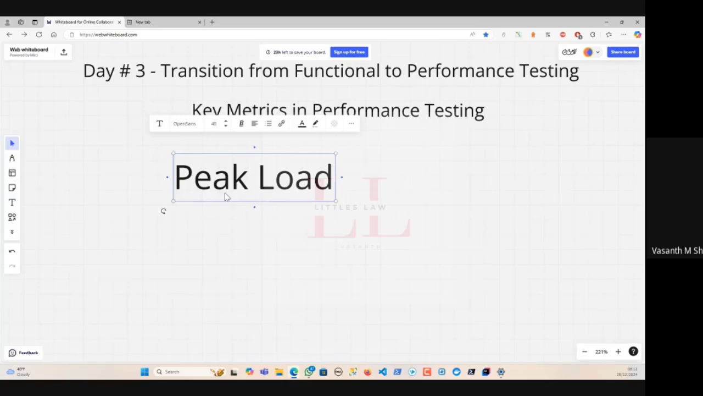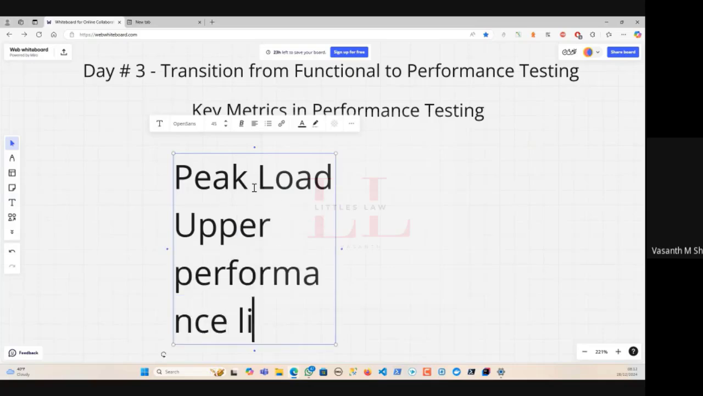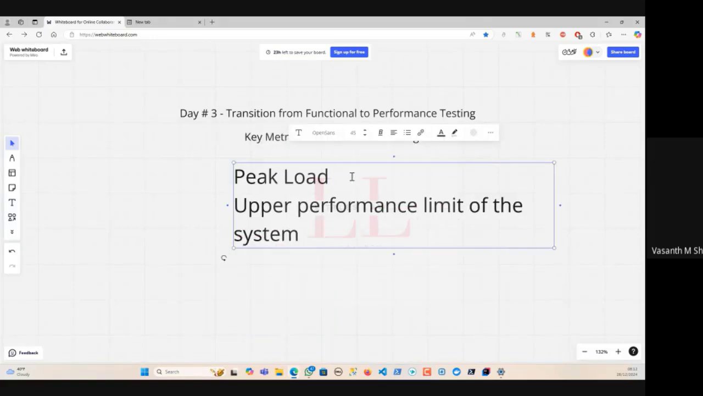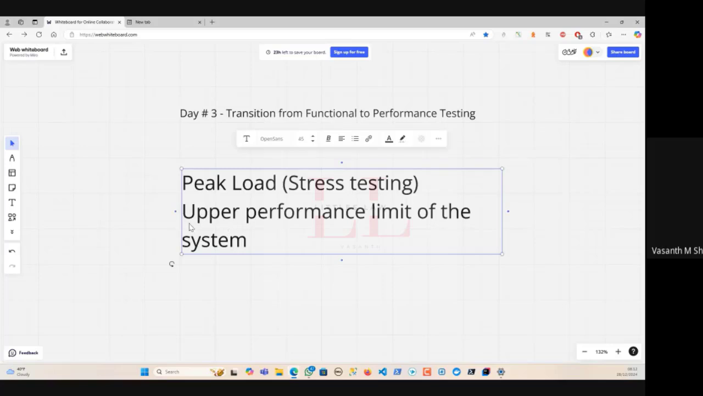What will this determine? As part of the stress testing, we are going to determine the upper performance limit of the system. That's what we calculate as part of the peak load. Again, this is not part of the load test but of your stress testing metrics. For example, if the application can handle 10,000 users or 1 million users, that is going to be your peak load metric for stress testing.